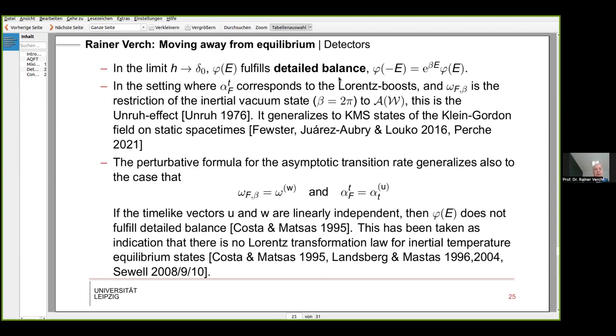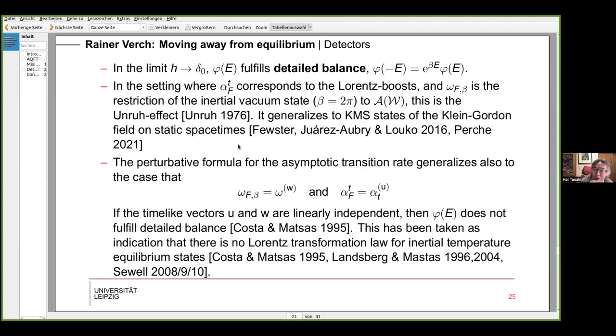And so in this setting, this alpha_T corresponds to the Lorentz boost, and our initial state for the field is the restriction of the inertial vacuum state to the right Verch algebra. This is actually the Unruh effect. This is the original Unruh effect: asymptotically one finds the detector transition rate having a thermal, Boltzmann-like distribution.